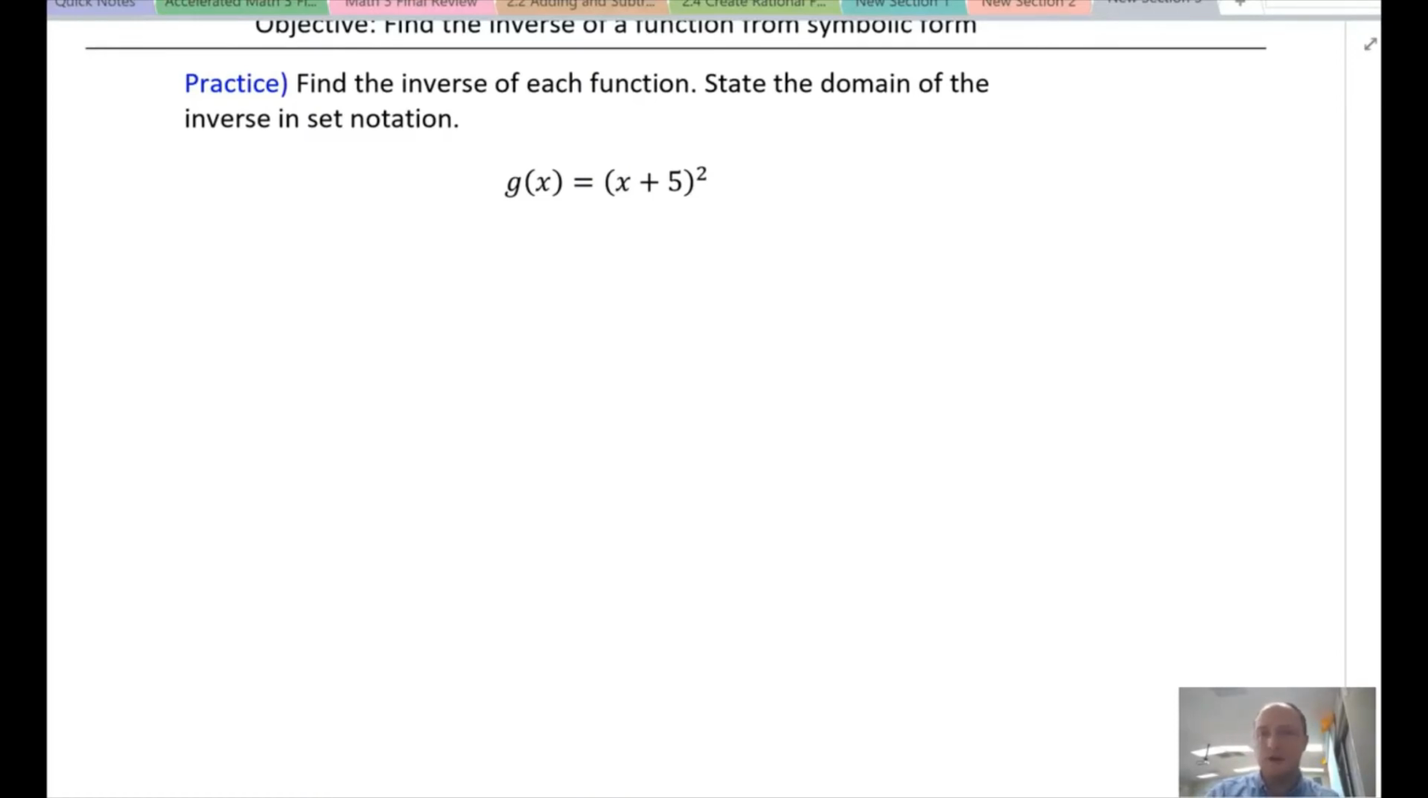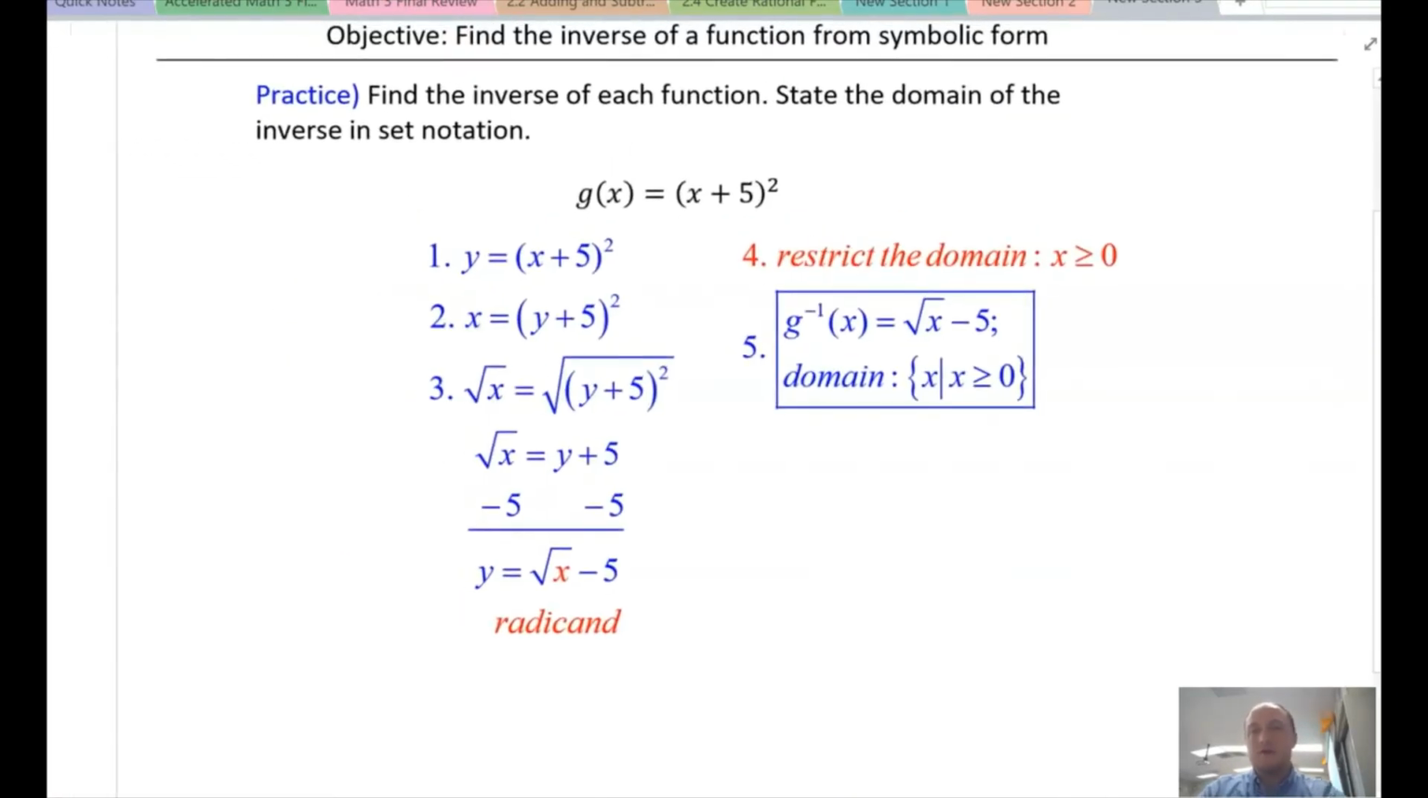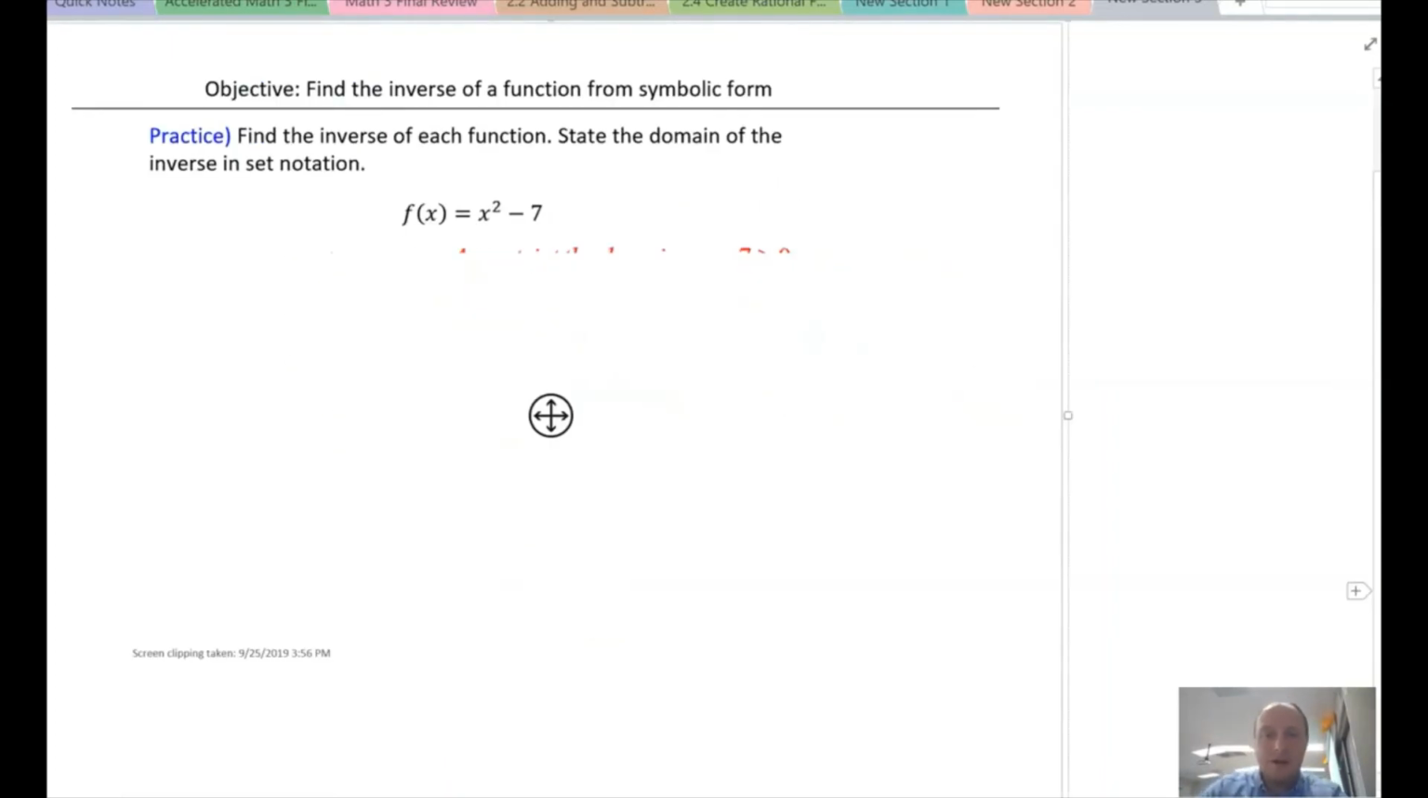Okay, so hopefully you have found the inverse, and this is what you should have got. Square root of x minus 5, and x must be greater than or equal to 0. Why is it greater than or equal to 0? Well, again, what is your radicand? It's just x. So I set this greater than or equal to 0, and I solve. Hey, I don't have much to do. It just can't be negative. It can be 0. It can be positive. That's cool. Okay, next example.